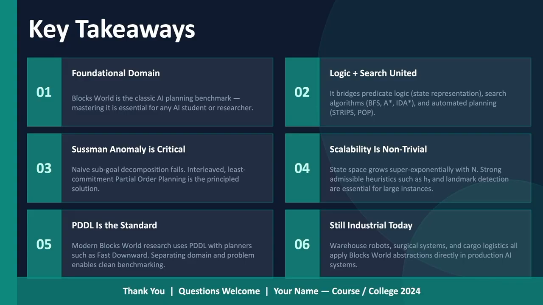PDDL is used to describe planning problems in modern systems, and these ideas are used in real world applications like robotics and logistics. So, even a simple problem like this helps us understand complex AI systems.